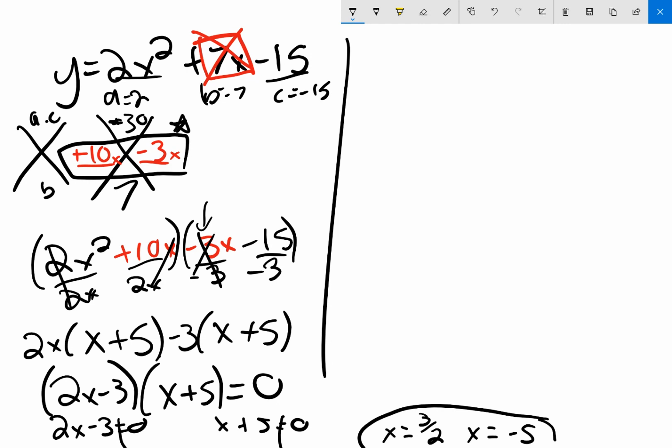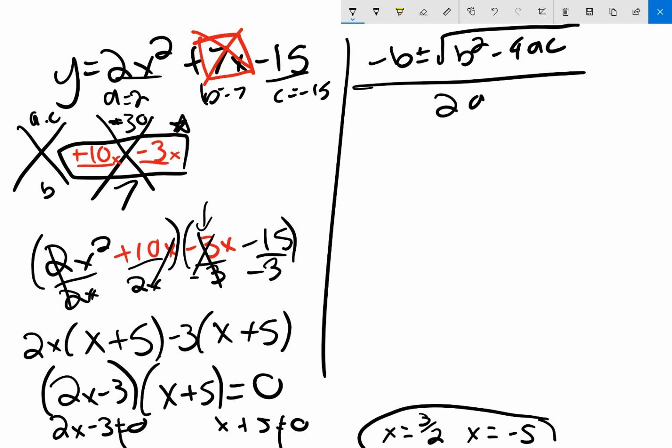Now, if factoring's too much for you, sometimes it's the more efficient way. Sometimes, if you get good at it, it can be a lot faster. But if you're struggling with factoring, then you can always use the quadratic formula. The quadratic formula is negative b plus or minus the square root of b squared minus 4ac, over 2a. I already know what a, b, and c are, so I'm just going to plug them into the formula. I'm going to get the same answers, but I'm doing this problem this way in case you can't factor your problems.